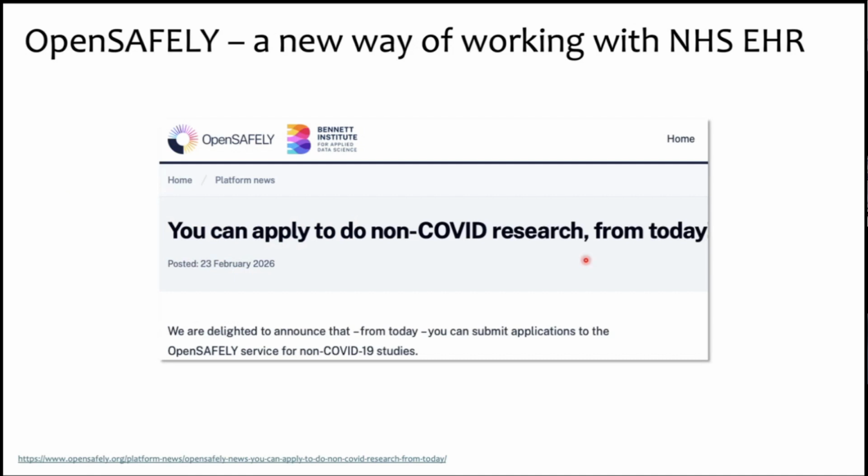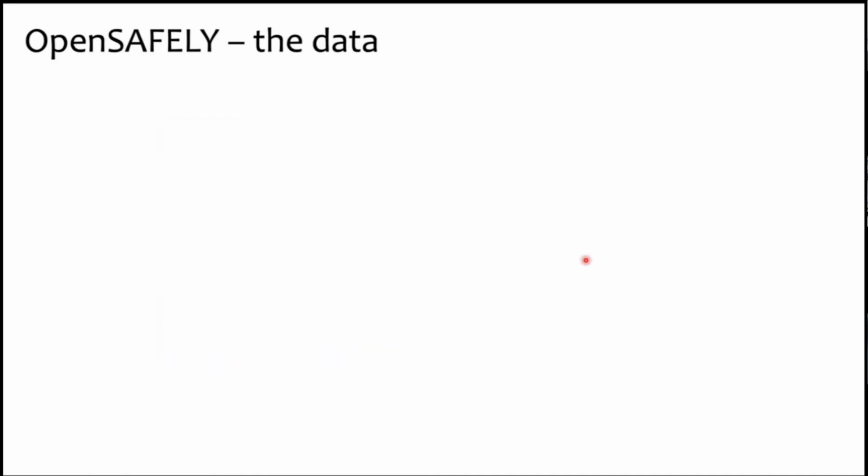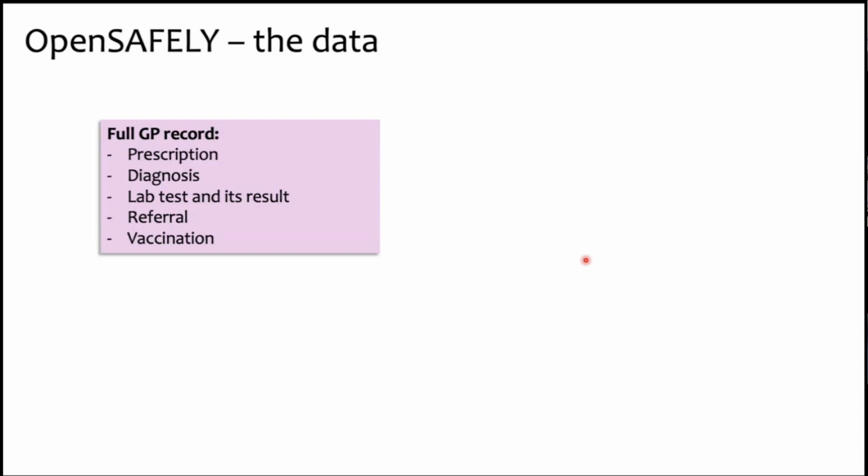And exactly as already mentioned at the beginning, since the end of February, officially, the platform is open for non-COVID research. There's an application process. NHS England reviews it. There's PPI involved, and now there's also a fee involved. So at the moment, you pay 25,000 per project. Before, everything was for free. What's in it?